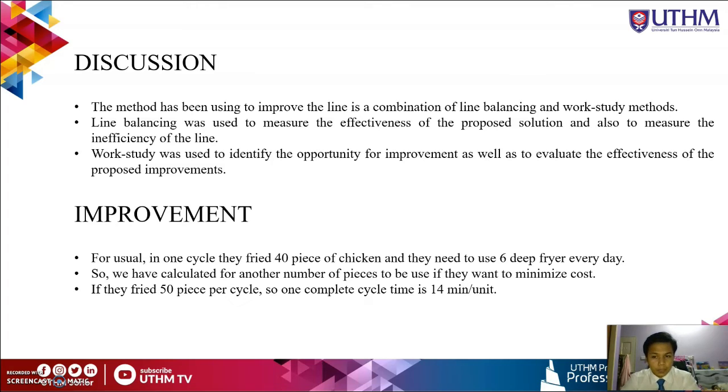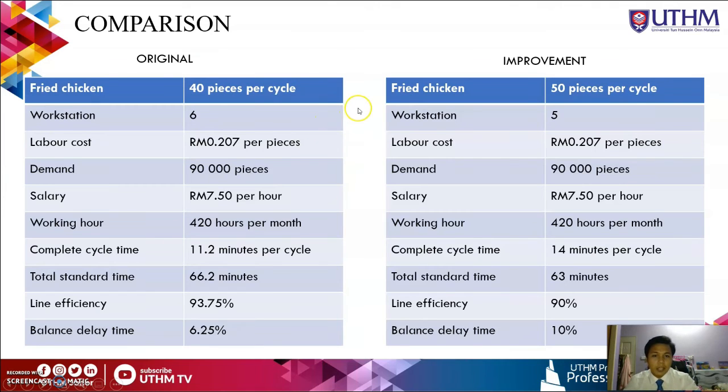the proposed improvement. So for the improvement, usually in one cycle, they fried 40 pieces of chicken and they need to use 6 deep fryers every day. So we have calculated another number of pieces to be used if they want to minimize the cost. If they fry 50 pieces per cycle, one complete cycle time is 40 minutes. And without wasting time, we will proceed to the comparison between the original and the improvement.